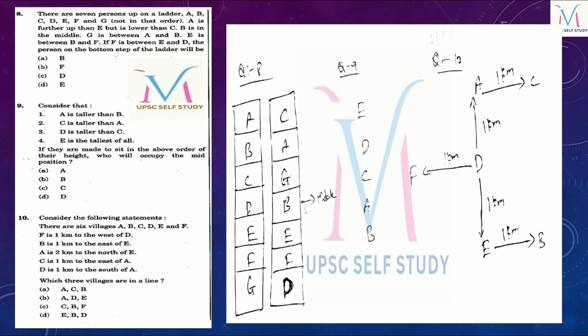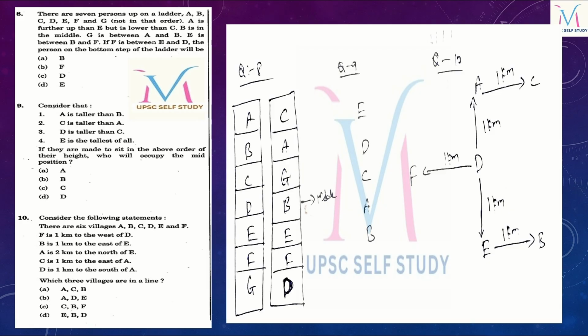If they are made to sit in the above order of their height, who will occupy the middle position? Who is there in the middle? That is C, right? So for the question, who will occupy the middle position? C. C will be occupying the middle position. So for question number 9, the option is C.